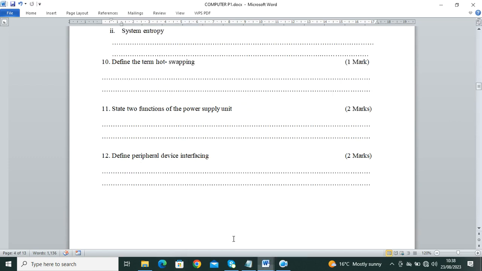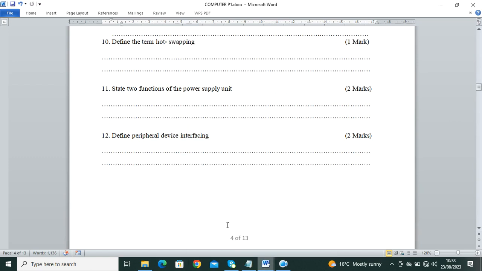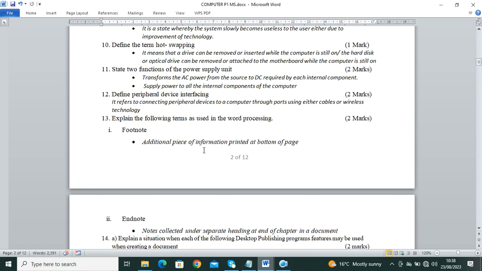Then we have question number 11. State 2 functions of power supply unit. Remember, you don't confuse power supply unit with UPS. Guys, make sure you know the difference. We are in question number 11. So, state 2 functions of power supply unit. It transforms the AC, that is alternating current power, from the source to DC, that is direct current, required by each internal component. It supplies power to all internal components of the computer.